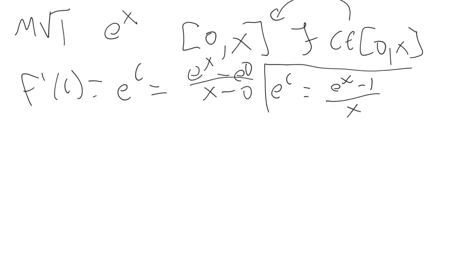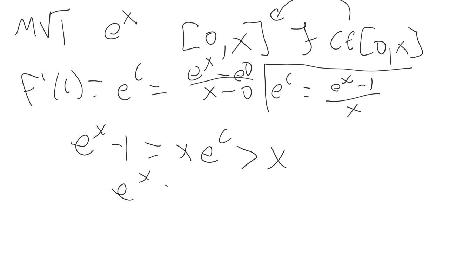Okay, I've got a bit more space down here. Let's multiply across. So you have e to the x minus 1 equals x times e to the c. Remember that c belongs to (0, x), so e to the c is at least e to the 0, which is 1. So that's greater than, now we're bringing in inequalities, just x. And if I add 1 to the other side, that's the inequality I was looking for: x plus 1, or they had 1 plus x, but that's the same thing.